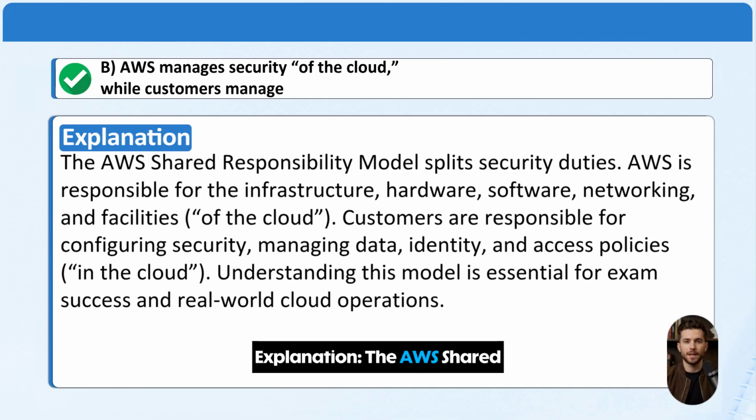Explanation. The AWS Shared Responsibility Model splits security duties. AWS is responsible for the infrastructure, hardware, software, networking, and facilities of the cloud. Customers are responsible for configuring security, managing data, identity, and access policies in the cloud. Understanding this model is essential for exam success and real-world cloud operations.